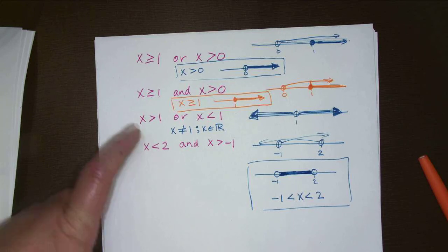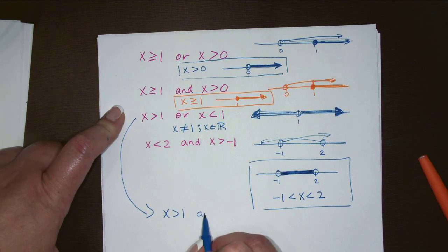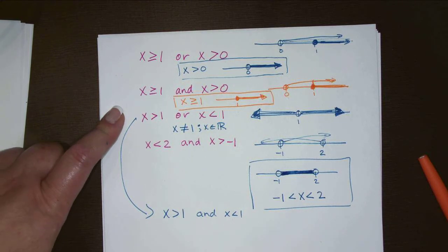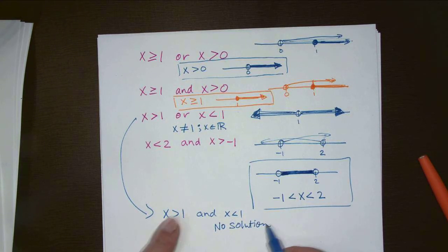Now just this one, what if I had an or in here? I mean an and in here. What if I change that to an and? No solution. Why? Because you can't be bigger than 1 and less than 1 at the same time, and means the overlap where it's both at the same time. Okay, and one last one.